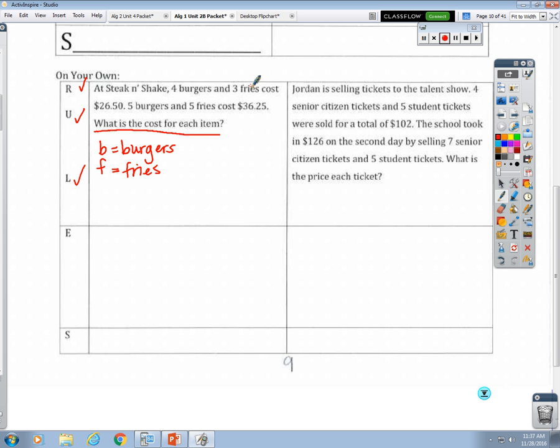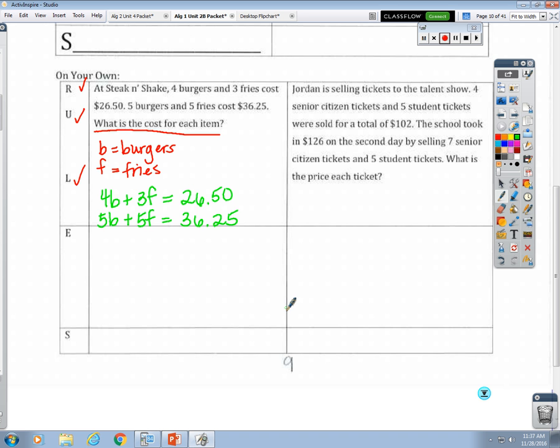What does the first statement tell you? 4 burgers plus 3 fries equals $26.50. Okay, what does the second statement tell you? Right, 5 burgers and 5 fries equals $36.25. Okay, so stop there for a second.